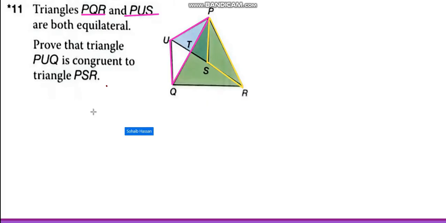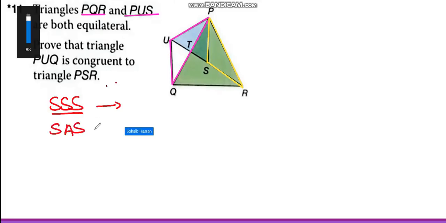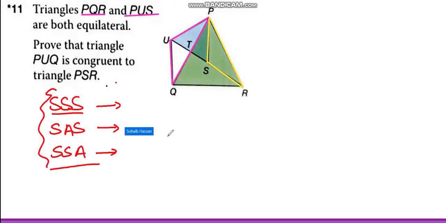So to prove the triangles congruent, there are some rules that we can follow. Like we already have learned that if the three corresponding sides are equal, then we can say the triangles are congruent. Similarly, if the two sides and the angle between them is equal, then we can say the triangles are congruent. Also, we know that if two sides and one angle is equal, then we can say the triangles are congruent. So let's see which of the following rules can be used over here to prove that the triangles are congruent.